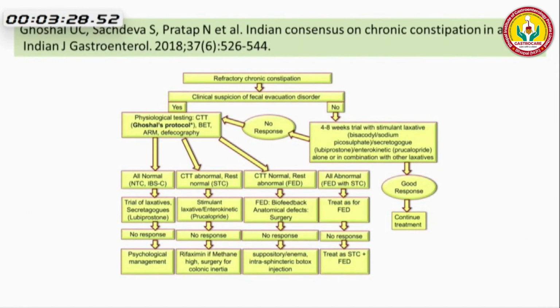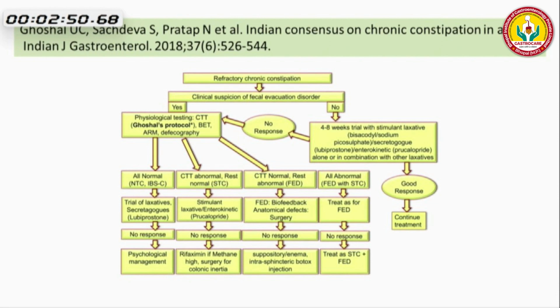Once we have done the physiological tests, we can classify patients into 4 groups. Those having all physiological tests normal usually have normal transit or IBSC, and these are treated with secretagogues or laxatives. Patients who have abnormal colonic transit study usually have slow transit constipation and are treated with prokinetics or stimulant laxatives. Patients who are having abnormalities in anorectal manometry, balloon expulsion test or defecography have fecal evacuation disorder or dyssynergic defecation, and these are treated with biofeedback.